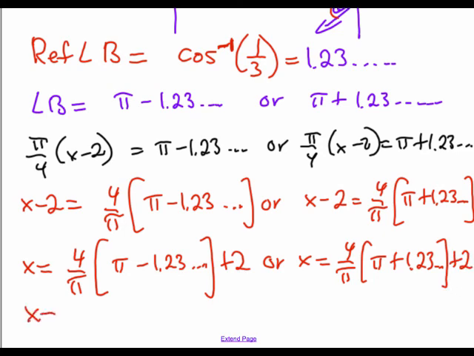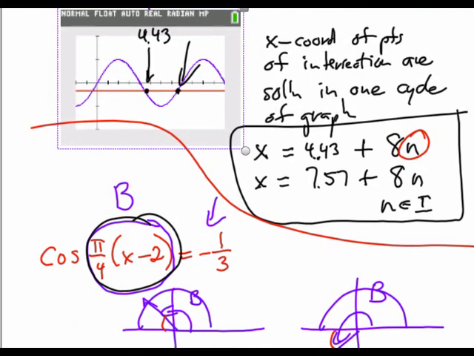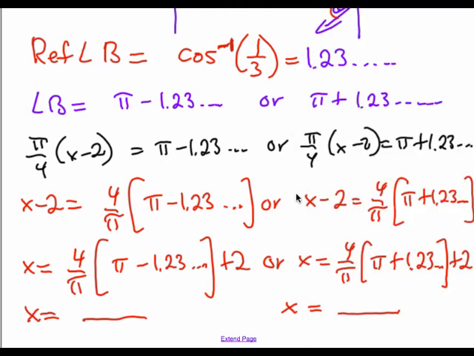Okay, and if we decimalize these two, we should get the same answer that we got back here, these two numbers. So 4 divided by pi times pi minus my reference angle, which is stored in C, plus 2. Here's my 4.43. I'm at the end, so I can round off. And since we're doing a general solution, we can add on our period 8 n times.